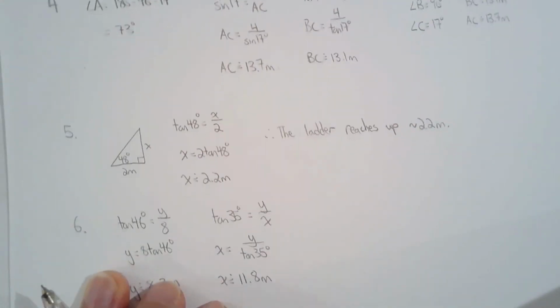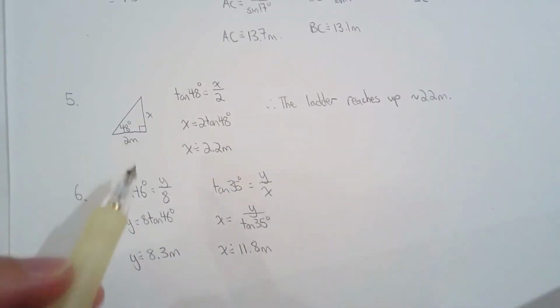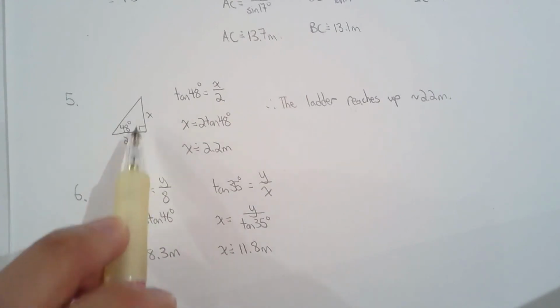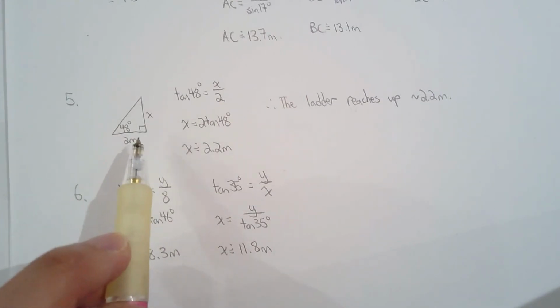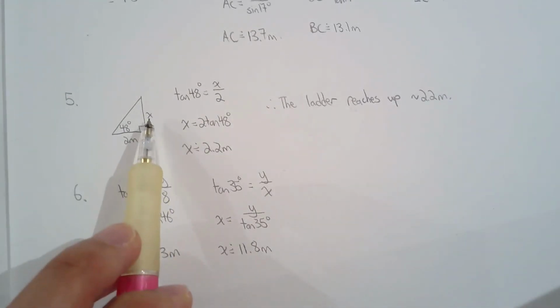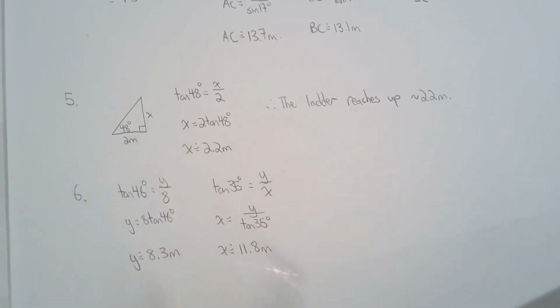For question 5, basically, I have a right triangle where this is how far up the tree the ladder reaches. So I chose to use the tan ratio because I have the adjacent side, but I'm missing the opposite side. So yep, tan ratio is a great choice.